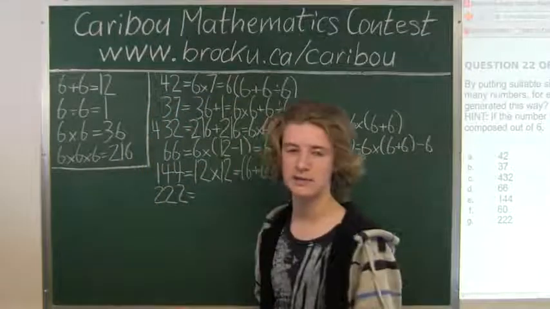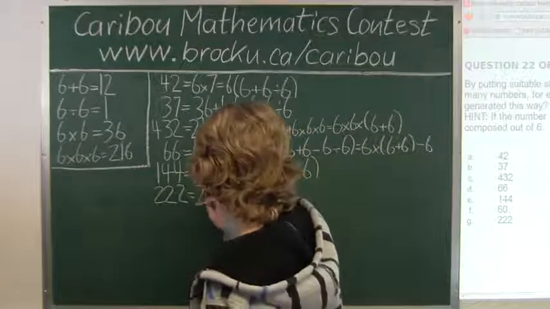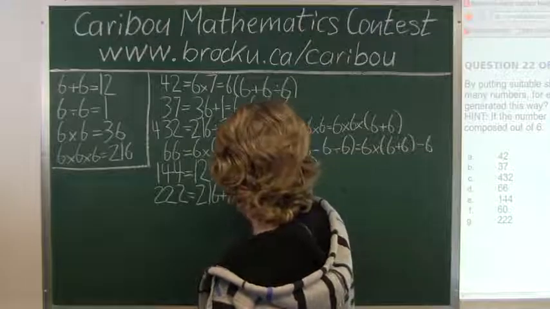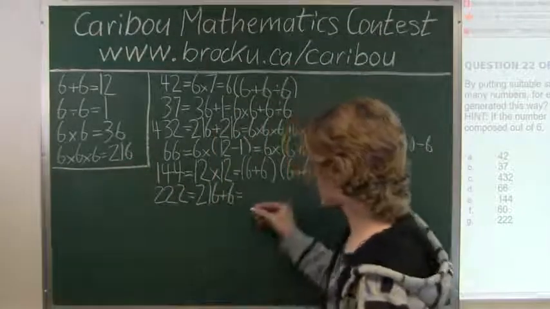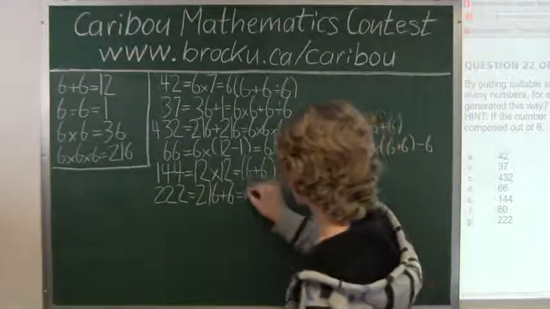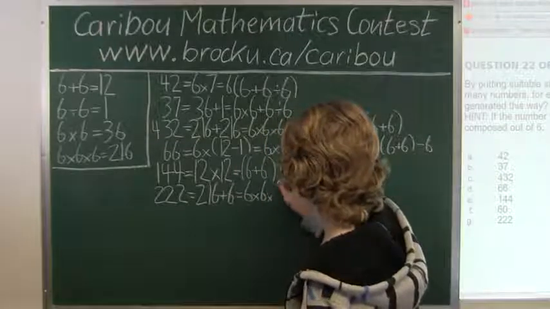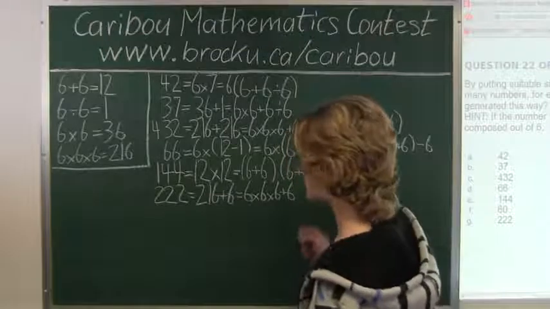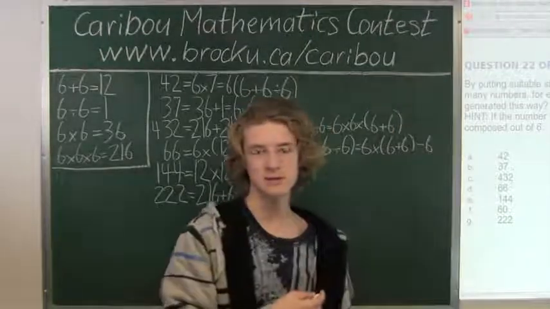And that can be written as 216 plus 6. Now we would just use our building block. So we can write it as 6 times 6 times 6 plus 6. So we know that we can obtain 222 using 4 6s.